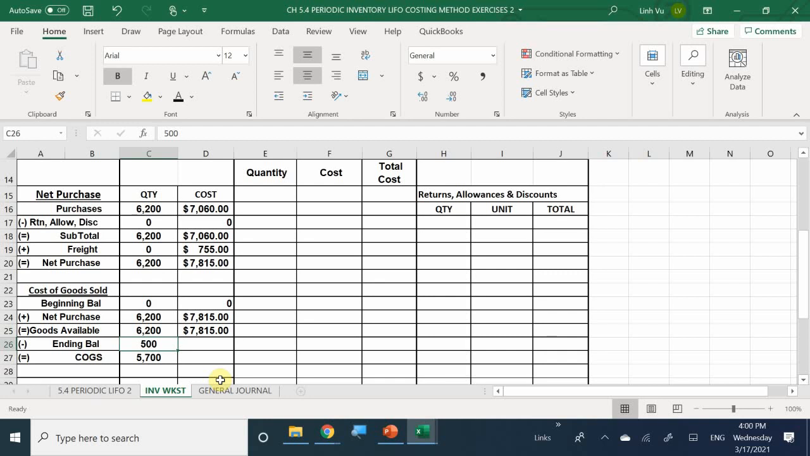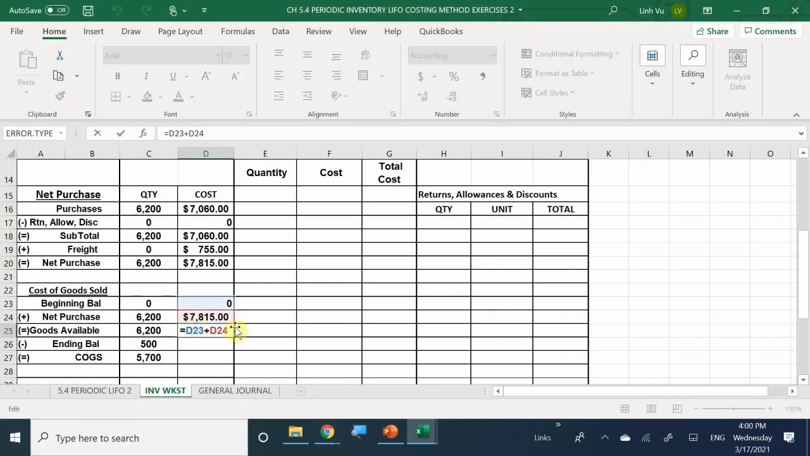Goods available, what was the equation again? It's going to be your beginning plus your net purchases. So beginning inventory plus net purchases. Make sure that if you're stuck, use these little parentheses on the side. That will give you context of what to do. So here, my beginning inventory plus my net purchases equals my goods available. Now I have my goods available.